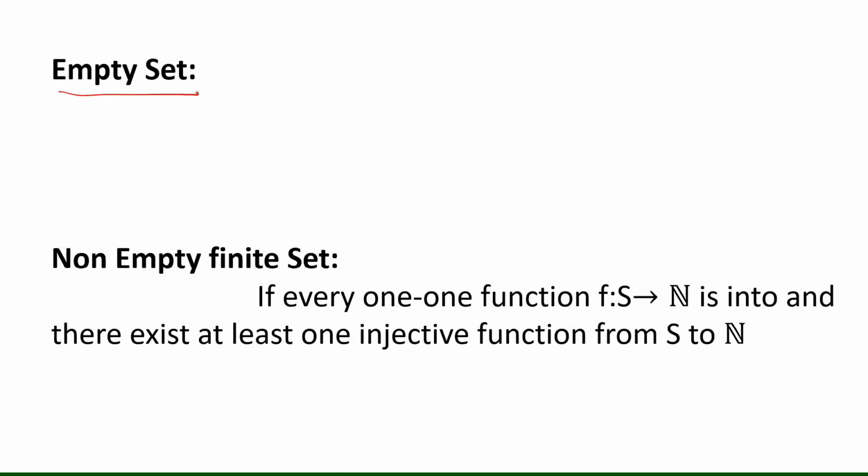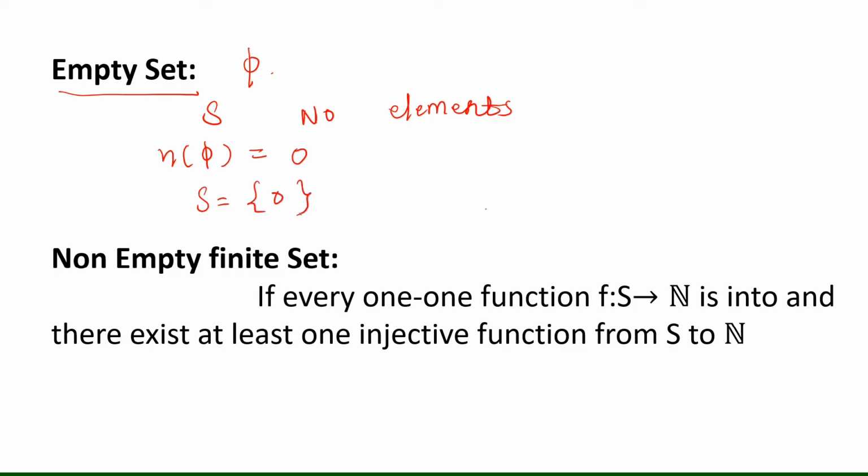Empty set. A set S is said to be an empty set if it contains no elements. And it is denoted by phi. So, the cardinality of phi would be 0. Why? Because it contains no elements in it. Now, suppose S is {0}, then this is not an empty set because it contains 0 as an element. But this set would be an empty set.